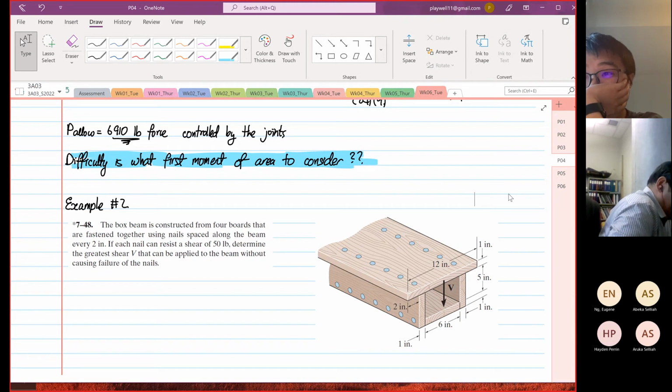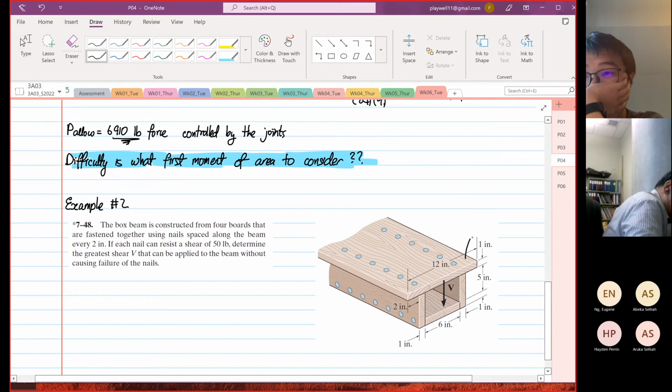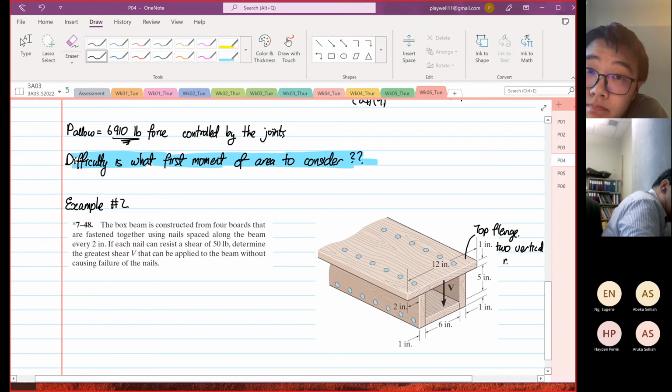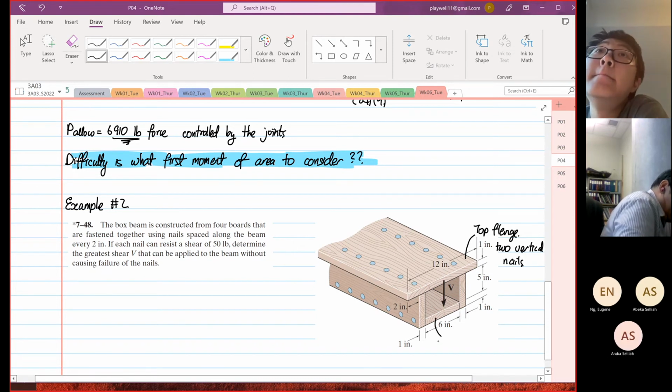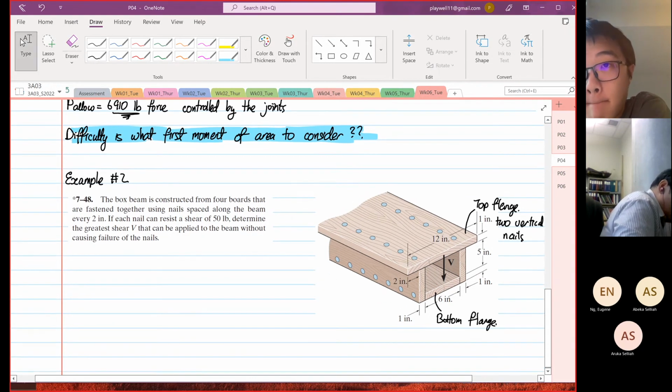So you have a flange. You have a top flange, which is held by 2 vertical nails, and then you have the bottom flange, which is held by 2 horizontal nails.